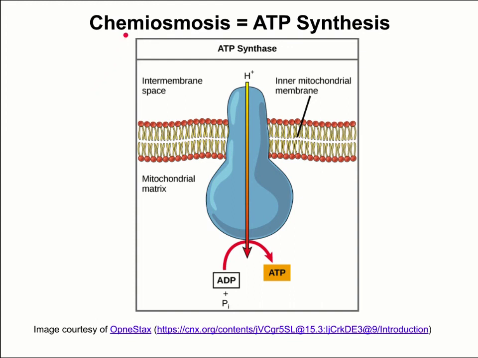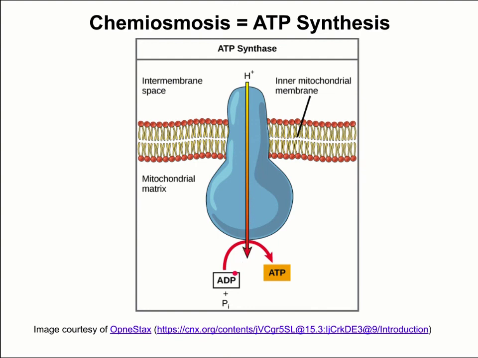Chemiosmosis means using the energy of the proton gradient to drive ATP synthesis. This is accomplished by ATP synthase, an enzyme that sits in the inner mitochondrial membrane. Remember that, due to the electron transport chain, there is a proton gradient across the inner mitochondrial membrane. Proton concentration is high in the intermembrane space and low in the matrix. Protons that flow down this concentration gradient are giving up energy.